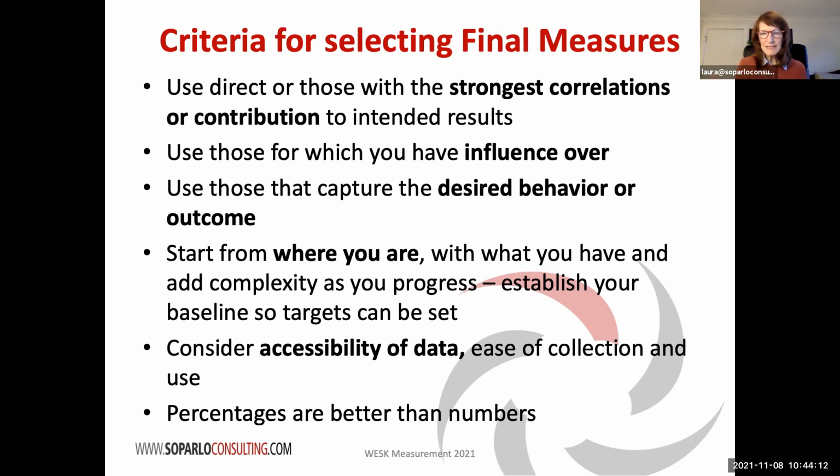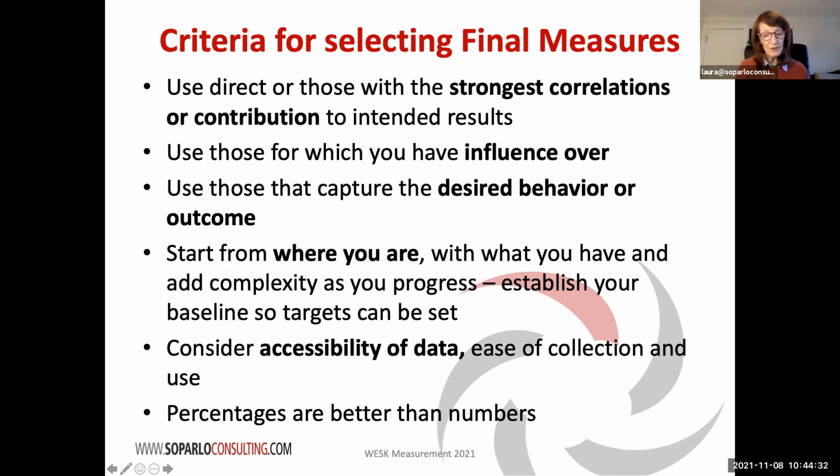Pick the best ones. Even if you have a slate of 5 to begin with, start there. So again, use direct measures with the strongest correlation, or indirect, if you need to. So use direct or those with the strongest correlation and contribution to whatever you want to achieve.